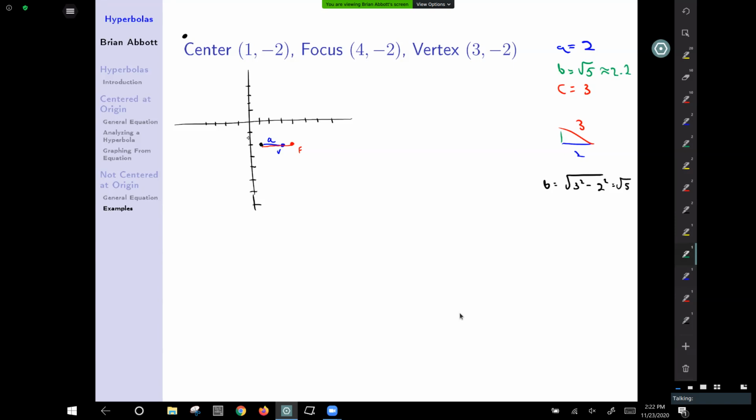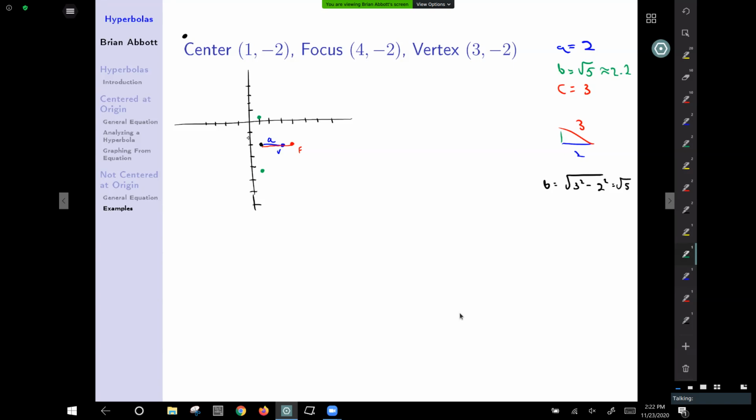Now we're ready to plot the vertical points above and below. You start at the center and go up 2.2, so you're going to be just a hair above the x-axis. And then you go down from the center, 1, 2, and just a hair more. So this is going to be like -1, -4.2 or something like that.